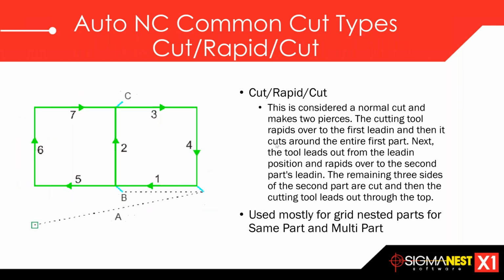The first option for the type is the cut, rapid cut. If we follow the numbers through the display, you'll see that it goes through side 1, side 2, side 3, side 4, cuts the whole part by itself, then picks up on sides 5, 6, and then 7. So it cuts out one part completely and then goes back to that common edge to pick up the other three sides of the other part. This is used mainly for either same part or for multiple part.